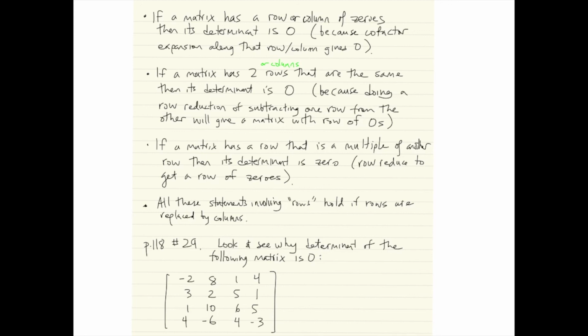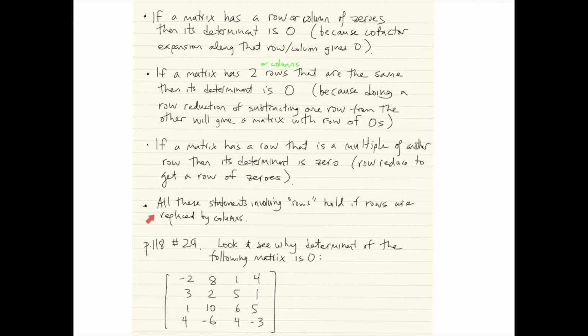Does the matrix have a row that's a multiple of another? Well, looking at this column here, everything here is a multiple of 2. So if we divide through by 2, we get 4, 1, 5, and -3, and that's exactly this column. So the determinant of this matrix is 0 because this column is double this column here, and so by this property with rows replaced by columns, the determinant is 0.